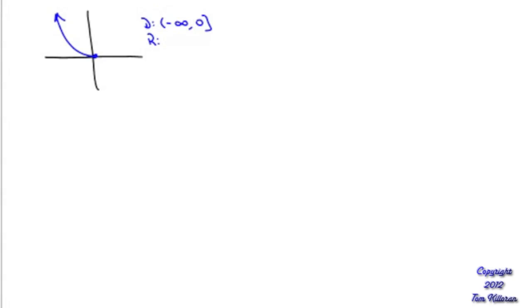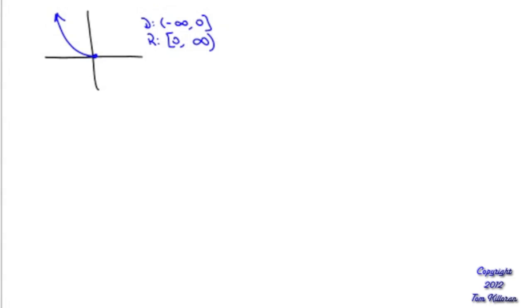Domain is that way. Which way is the range going? Now I'm thinking y values. It does not go down to negative infinity. It goes from 0 off to arrows pointing up, positive infinity.